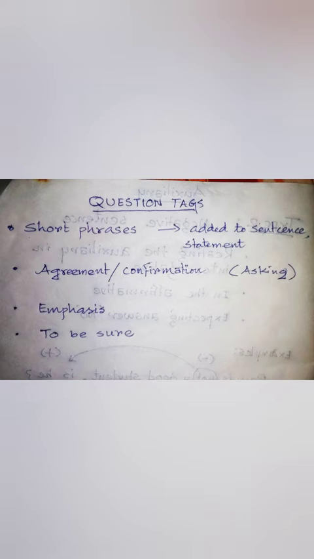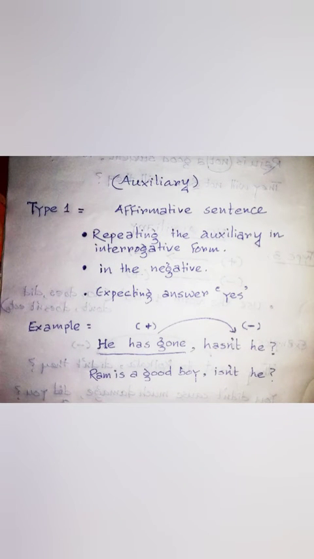Like I am giving you one example: he has gone, hasn't he? This hasn't he, or isn't he, or didn't you, this tail of the sentence with a question mark is actually called the question tag. So today we will discuss different types of question tags and how we can form them.